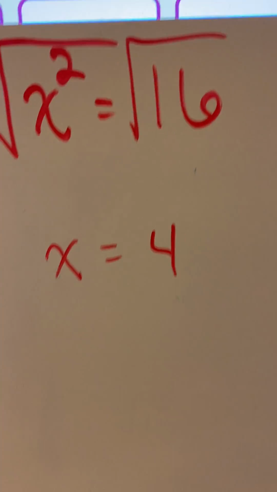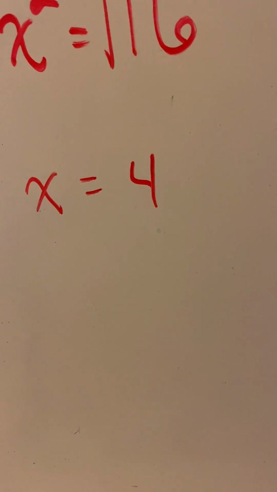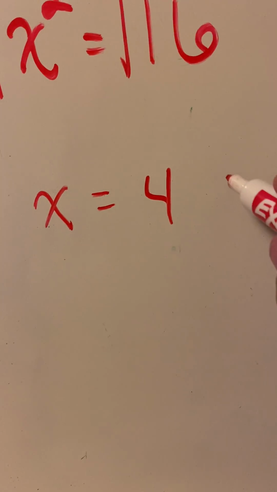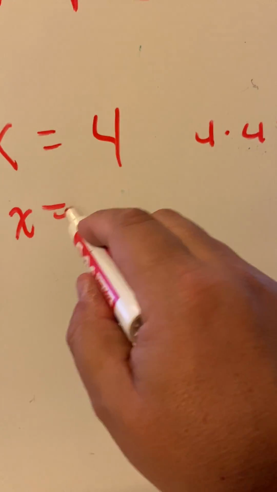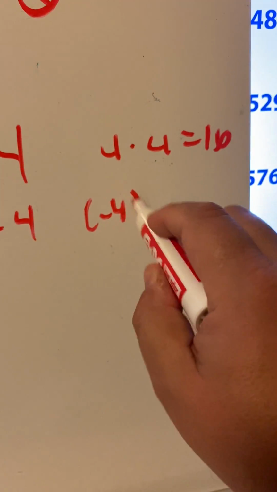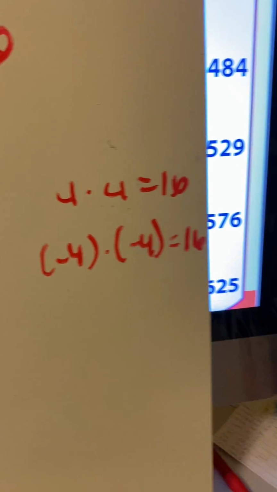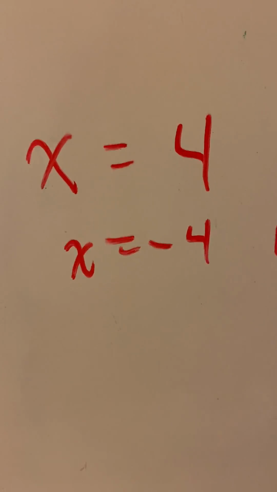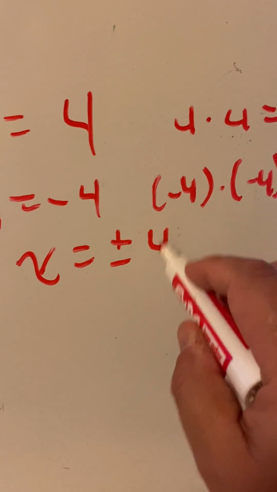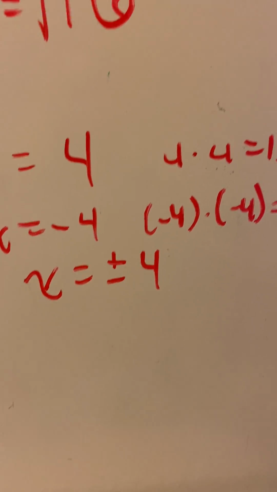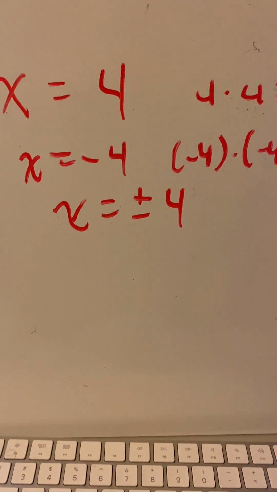4 squared equals 16. That's not the only answer, though, because we know that 4 times 4 equals 16, but we also know that a negative 4 times a negative 4 is also 16. We don't write it long like this. We just write it as x is equal to plus or minus 4, a positive or negative 4. So when they ask for both answers in these square root problems, that's all they're doing.